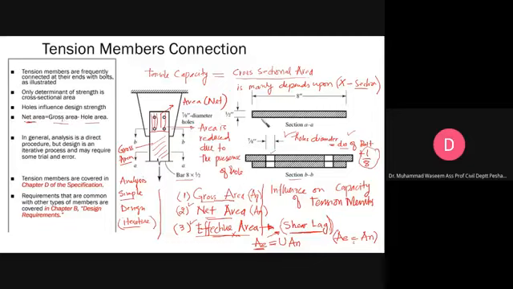And if the cross-sectional area is reduced somewhere, the tensile capacity of the member is also reduced. Is that clear to all of you?